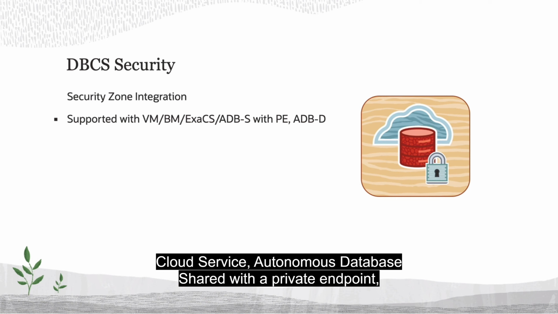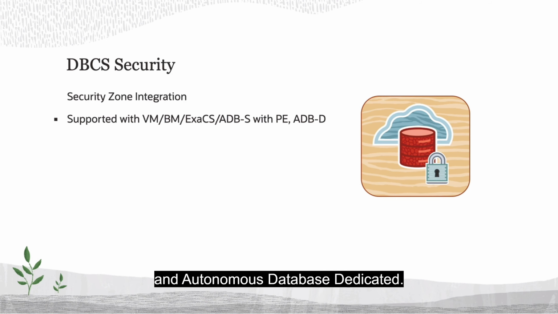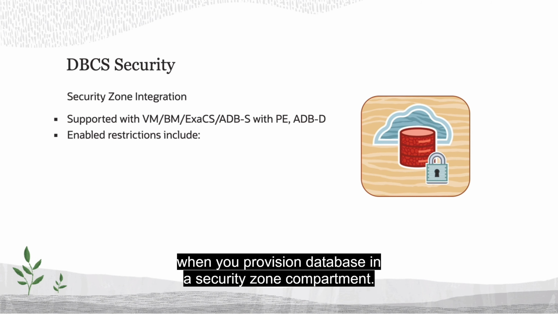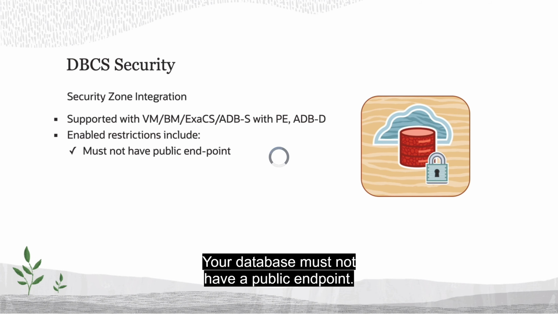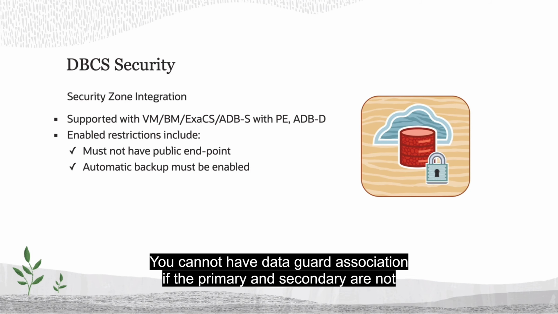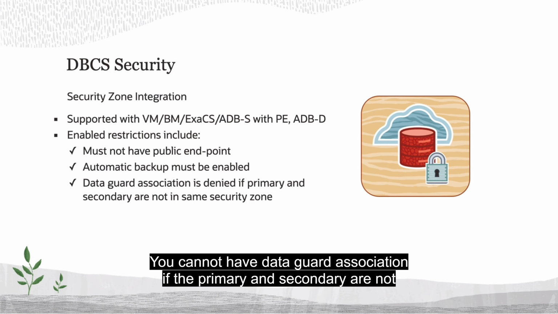Security zone compartments are supported with VM, bare metal, Exadata database cloud service, autonomous database shared with a private endpoint, and autonomous database dedicated. Here are a few examples of enforced restrictions when you provision a database in a security zone compartment. Your database must not have a public endpoint, that is, it should not be created in a public subnet. Your database must be enabled with automatic backup. You cannot have a Data Guard association if the primary and secondary are not in the same security zone.